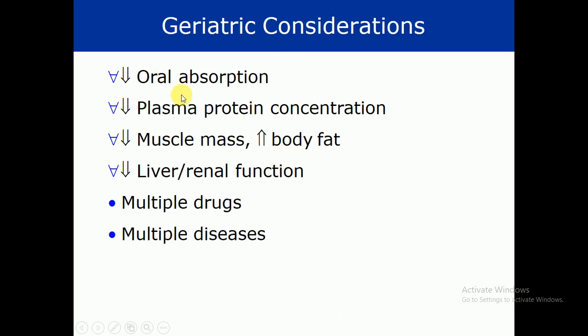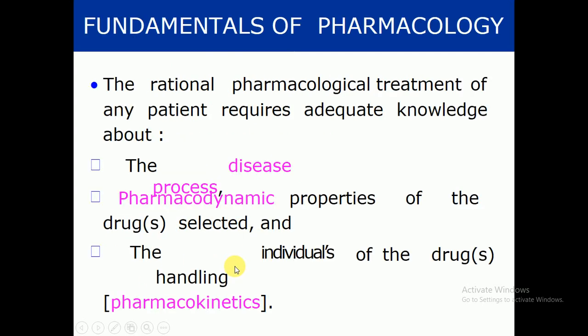In the elderly, oral absorption decreases, plasma protein concentration decreases, muscle mass decreases, and body fat increases, while liver and renal function decrease, and there are multiple drugs and multiple diseases.